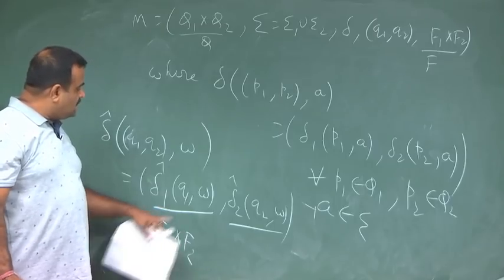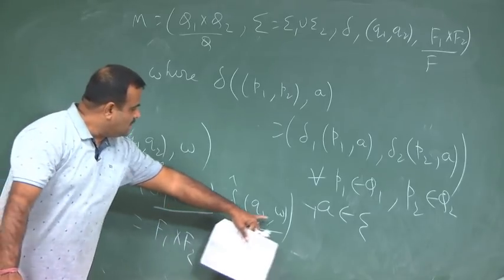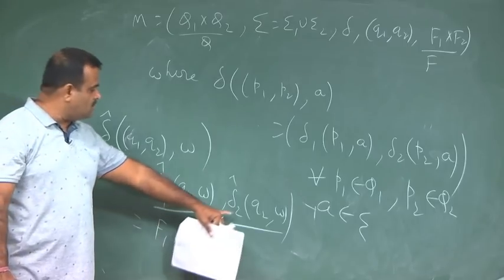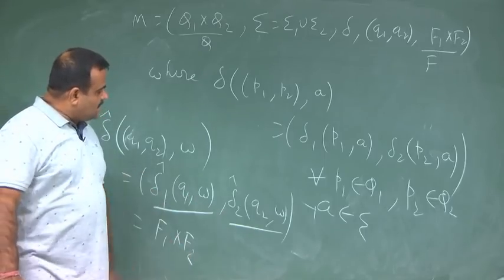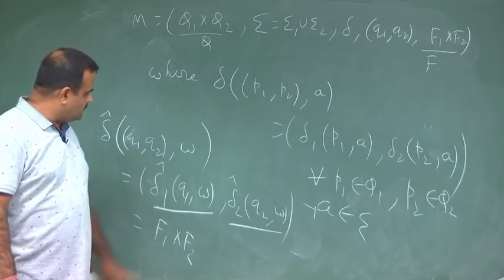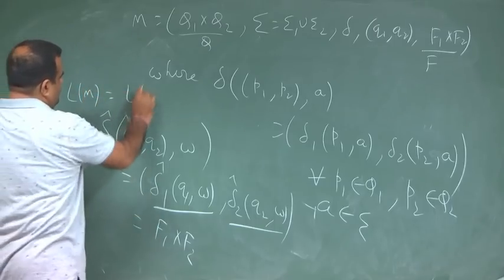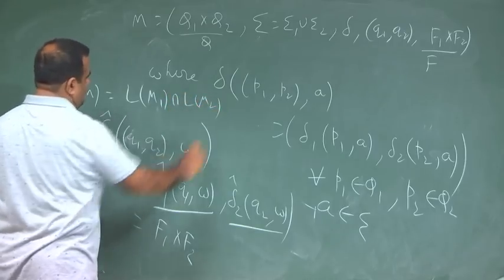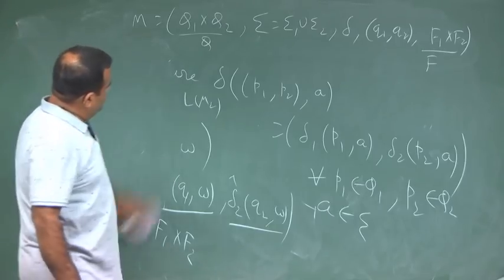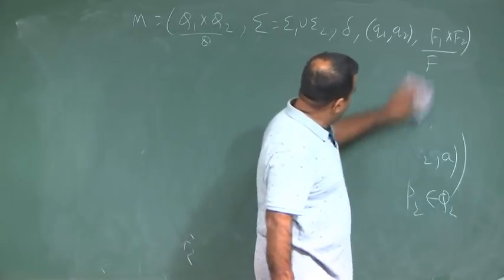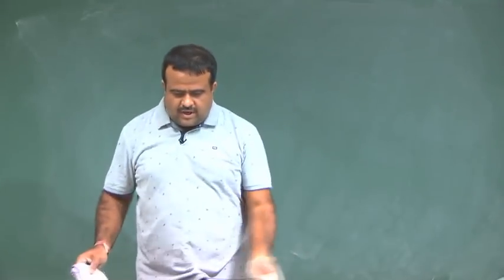Now, this belongs to F1 only if w comes from L of M1, and this belongs to F2 because this is the string we are going to accept. That means the string is accepted by this DFA if and only if it is accepted by both. So, that is the proof. L of M is basically L of M1 intersection L of M2. We can take an example, then it will be more clear.